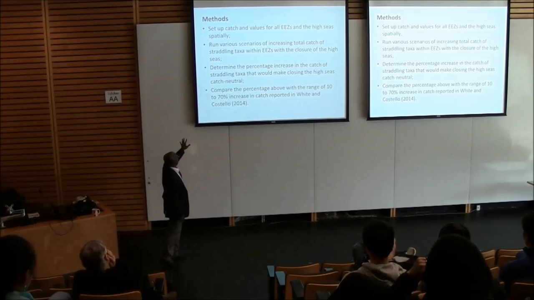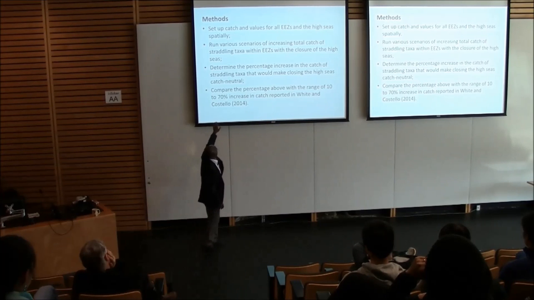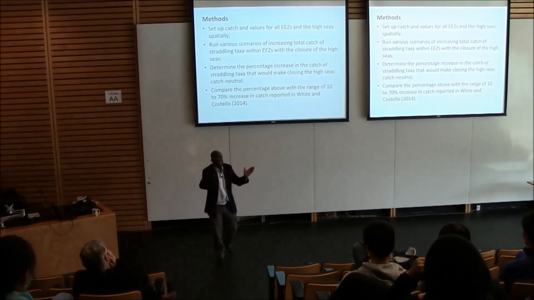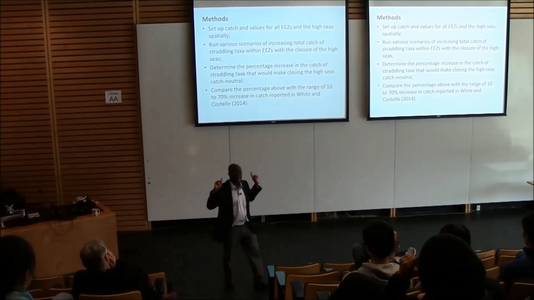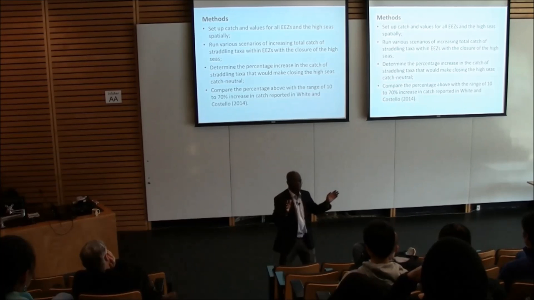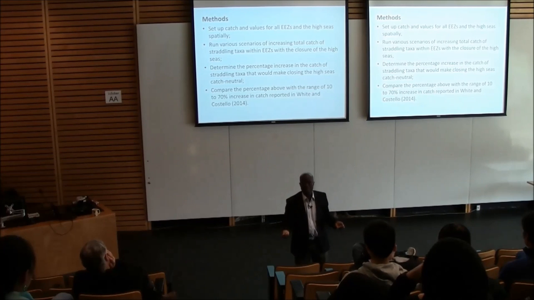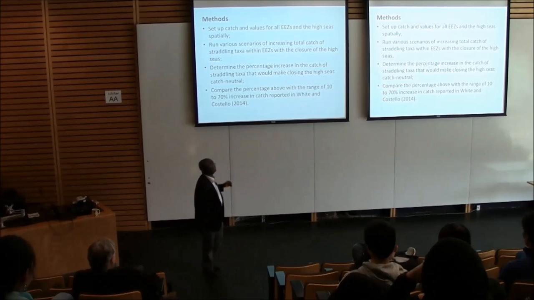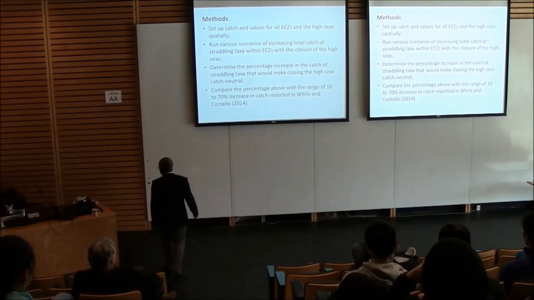And then compare, this was the range in White and Costello's paper. They did a sweep of 10 to 70%, because we don't really know. I remember, we're economists, right? I don't know about how fish move. That's not my point. It's just to make a big point. And so we just sweep things within the range to see what is reasonable.